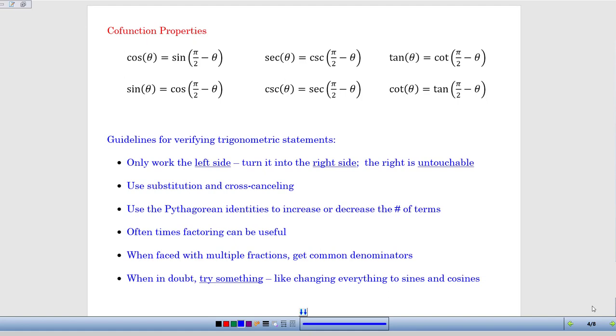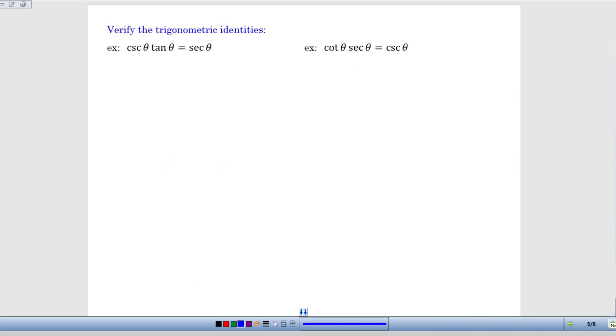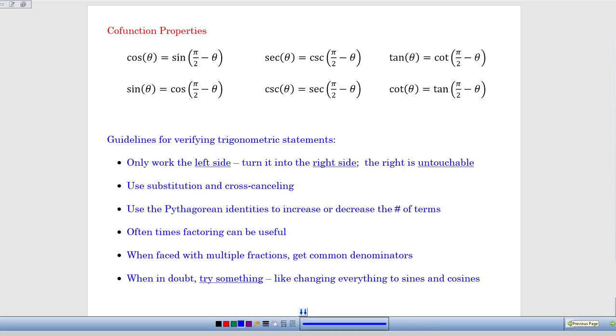And so first of all, our rule is going to be that we're going to be trying to turn the left-hand side of a statement into the right-hand side. So if we look forward here, that means that we're allowed to make changes over here on the left-hand side of the problem by making substitutions or doing cross-canceling or whatever it is that we end up doing. But the right-hand side is untouchable. We're trying to turn the left-hand side into the right-hand side.